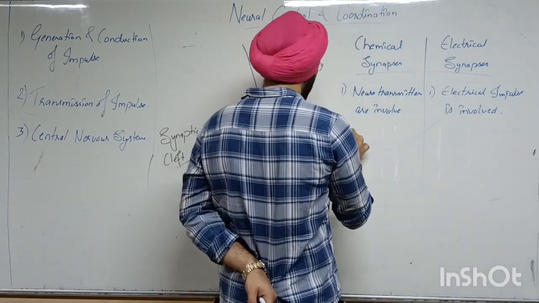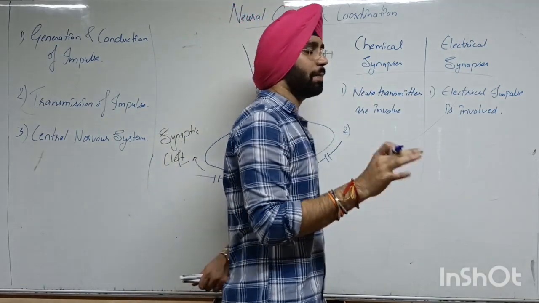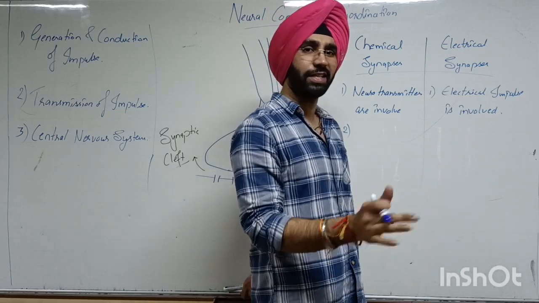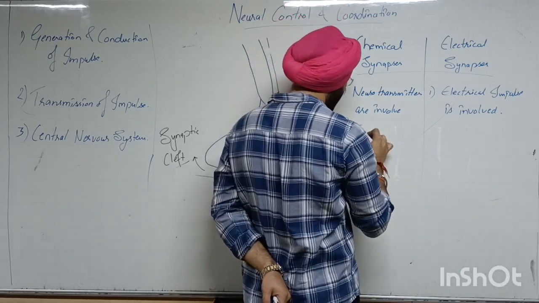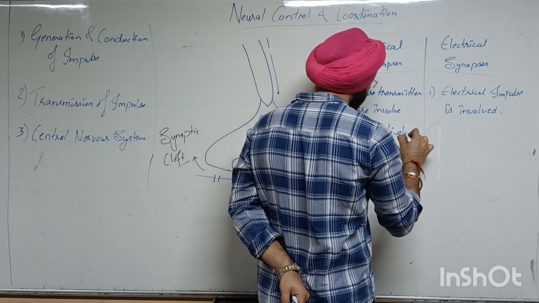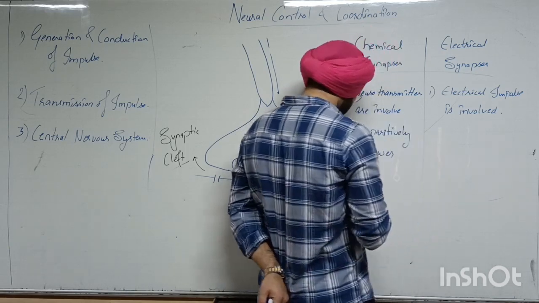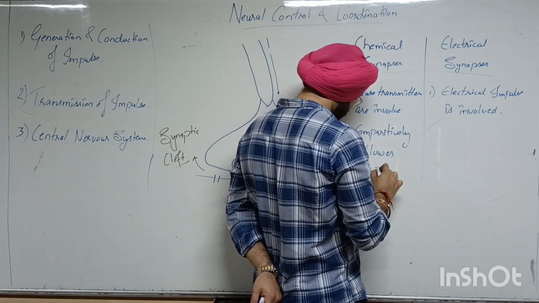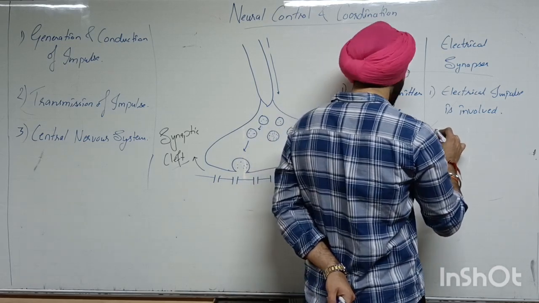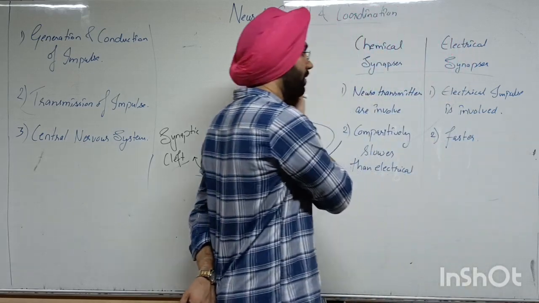Okay. Now the second point is, chemical synapses are comparatively slow. Actually it is fast, but if I compare with electrical synapses, it is comparatively slow. So here I am writing this is comparatively slower than electrical. The electrical one is faster than the chemical one.